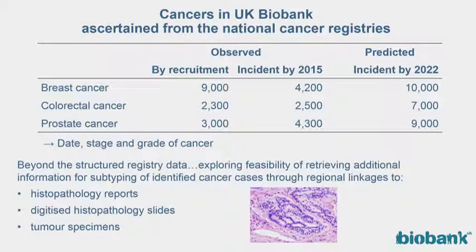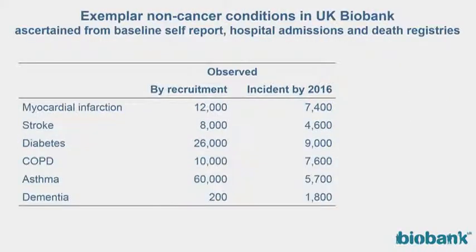But we've been working with partners across the UK to look at what we might obtain beyond these structured registry data, exploring the feasibility of retrieving additional information for subtyping from histopathology reports, from digitized histopathology slides, and from tumor specimens. Making good progress, but this is something that needs to be done regionally and can't be done yet at a national scale.